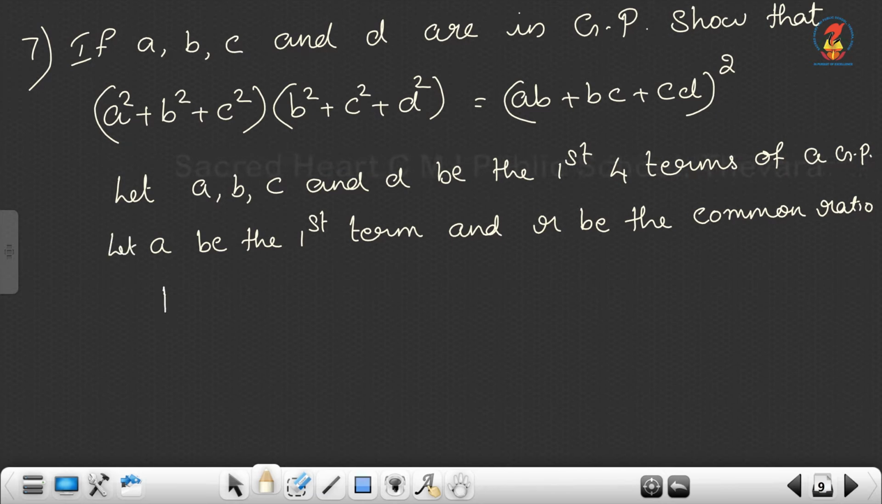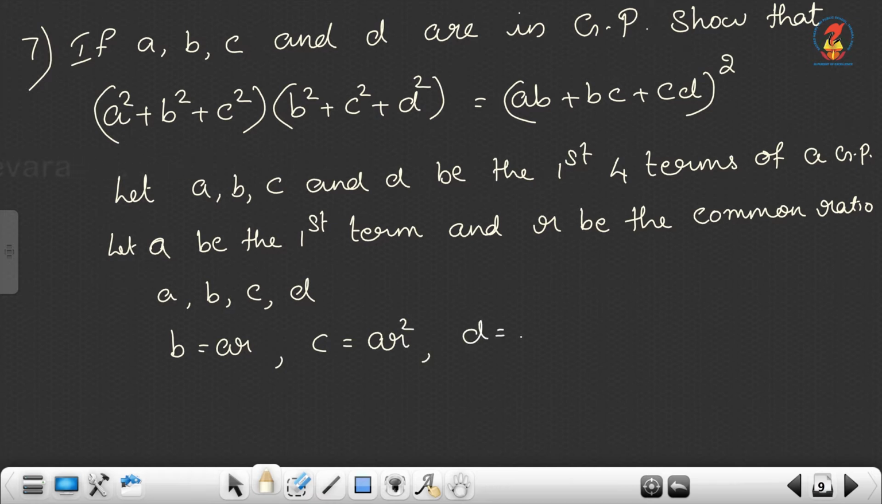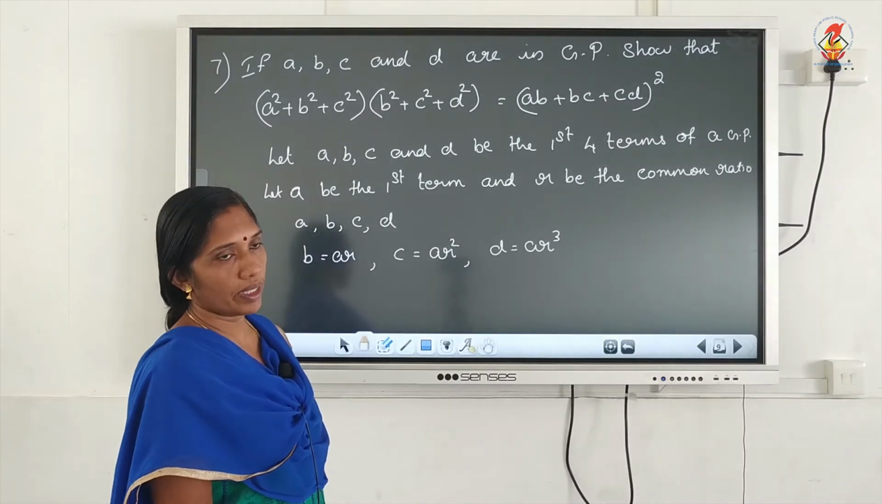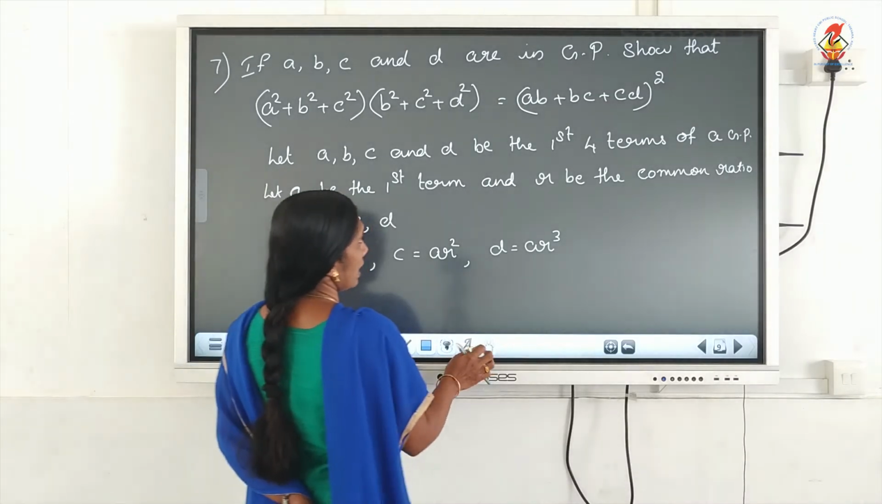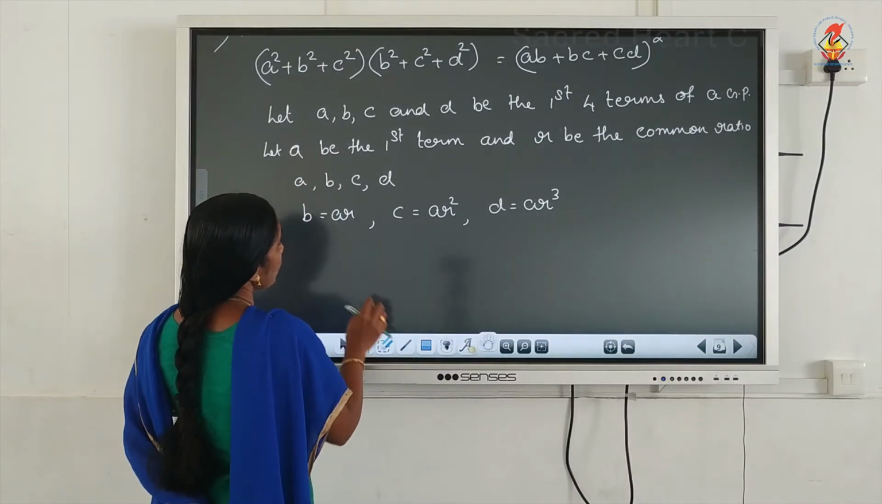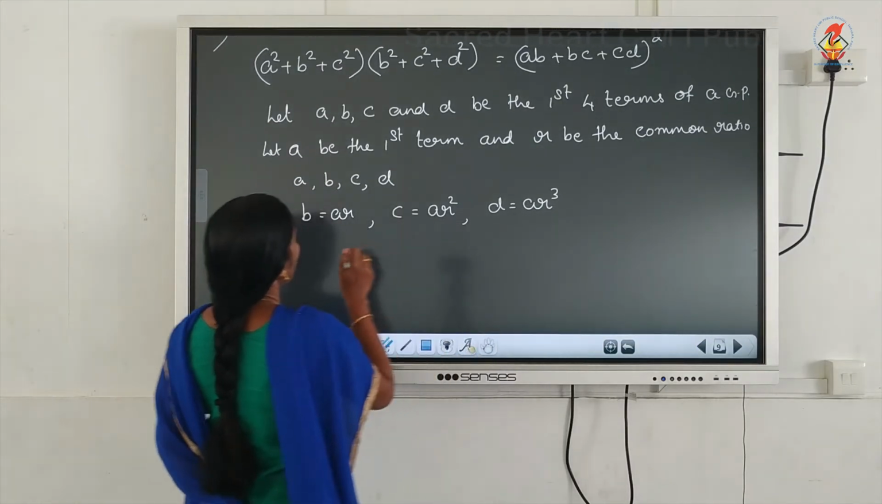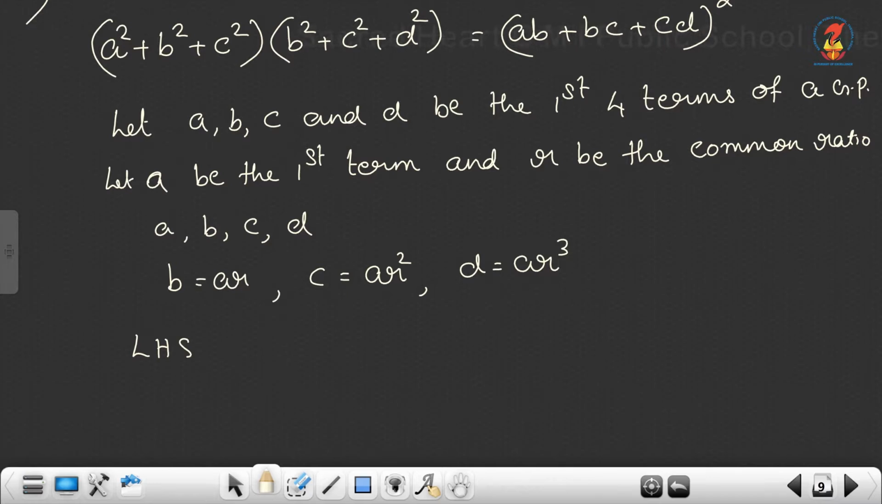So, A, B, C, D are in GP. A is the first term. So, B we can write as AR, C is AR square and D is equal to AR cube. So, A, AR, AR square, AR raised to 3 are the four terms of the given GP. Now, we have to prove that. So, we can take LHS and RHS separately.